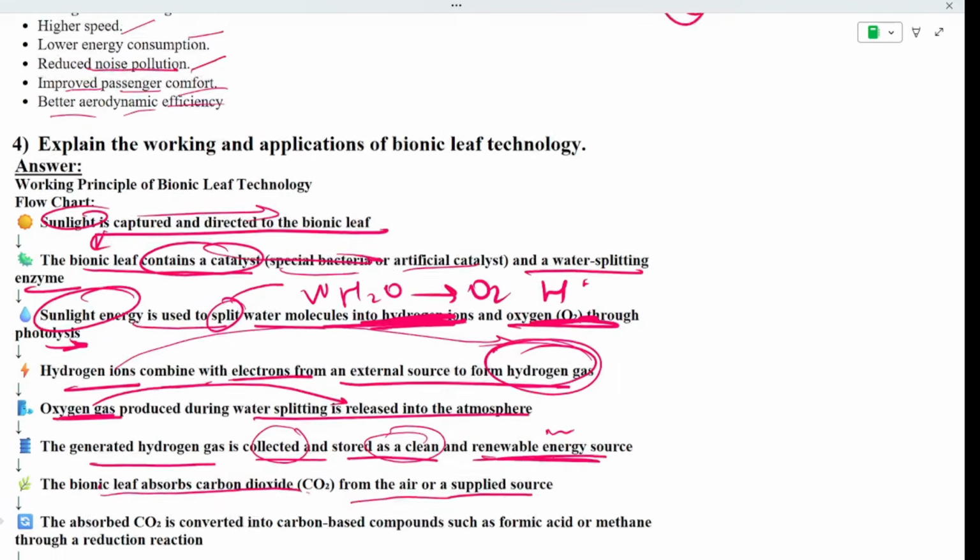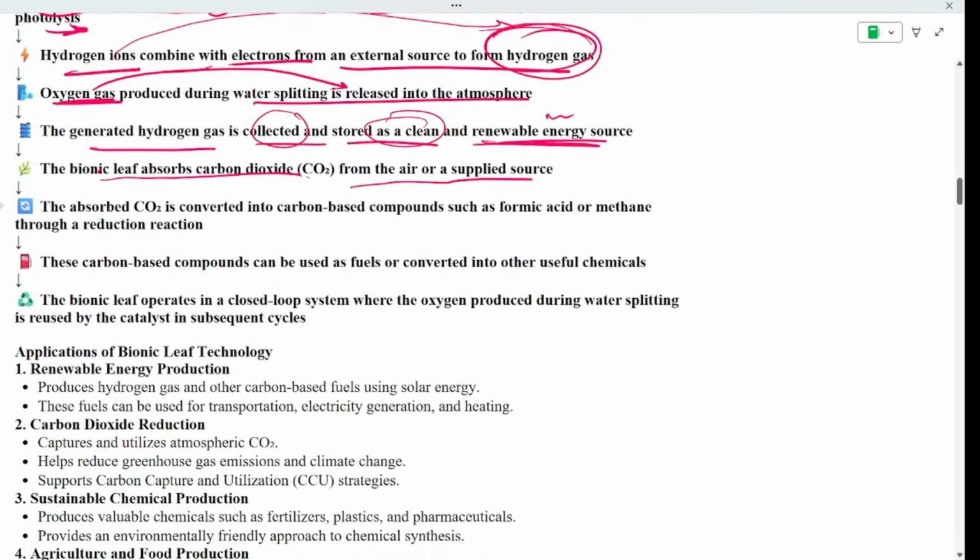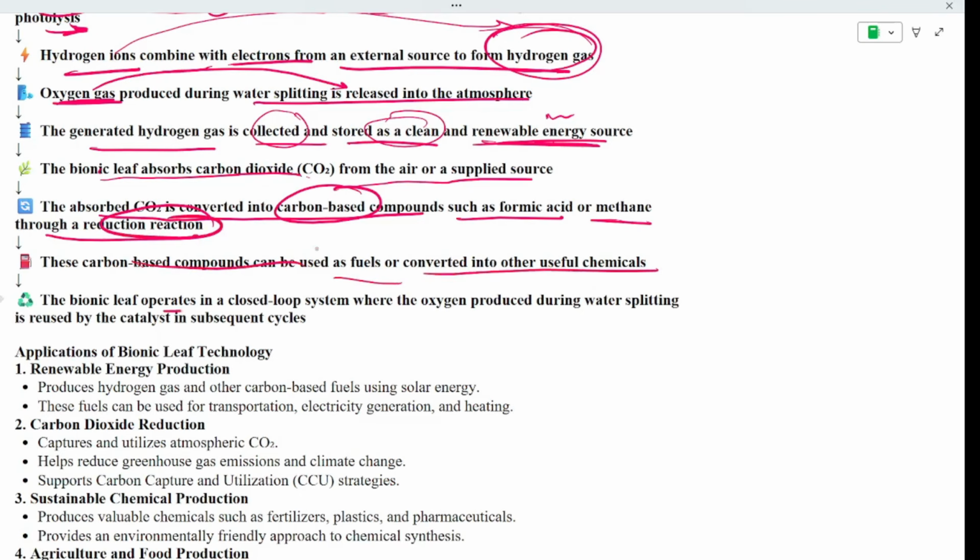Now like that you have to remember. Next, the absorbed CO2 is converted into carbon based compounds such as formic acid or methane through a reduction reaction. Next, the carbon compounds can be used as fuels or for other purposes. Next, the bionic leaf operates in a closed loop system where the oxygen produced during water splitting is reused by the catalyst in subsequent cycles. That is how it is used again and again.